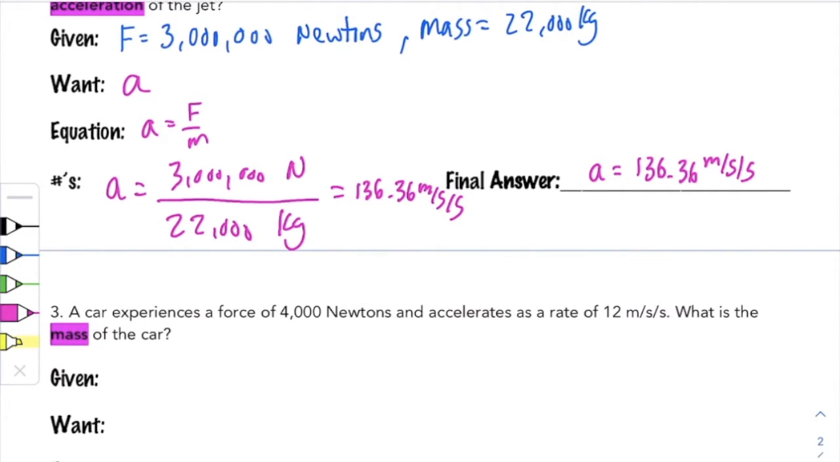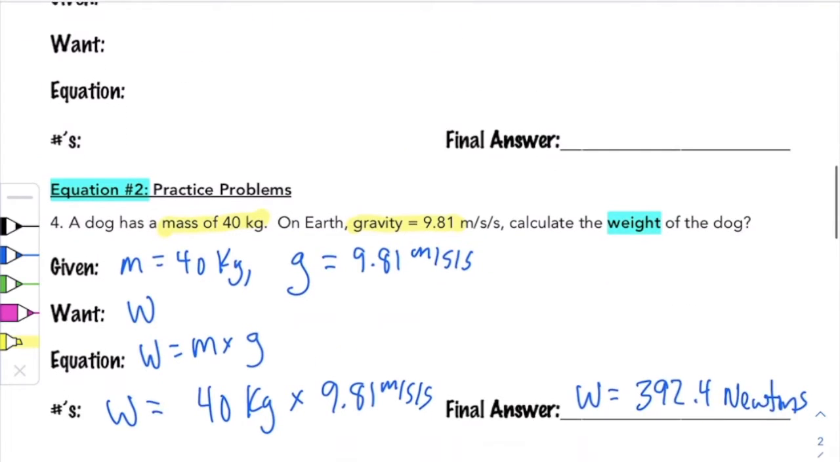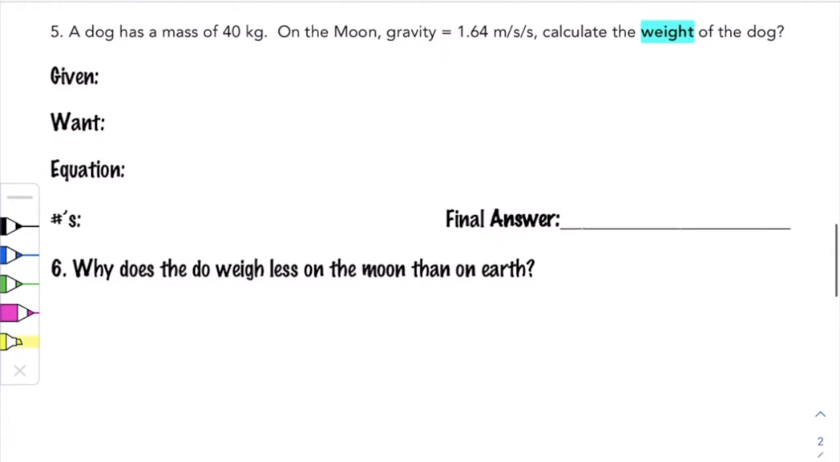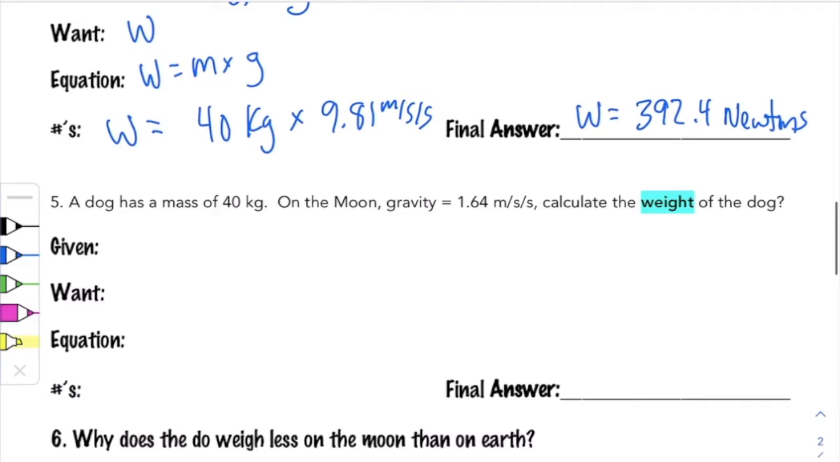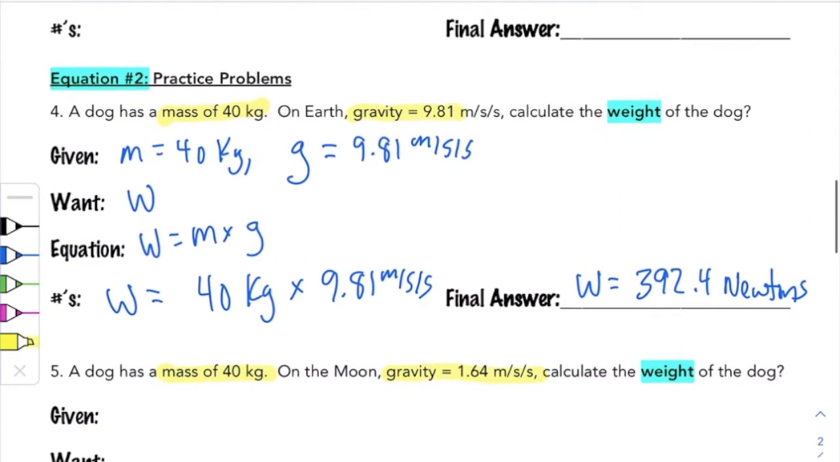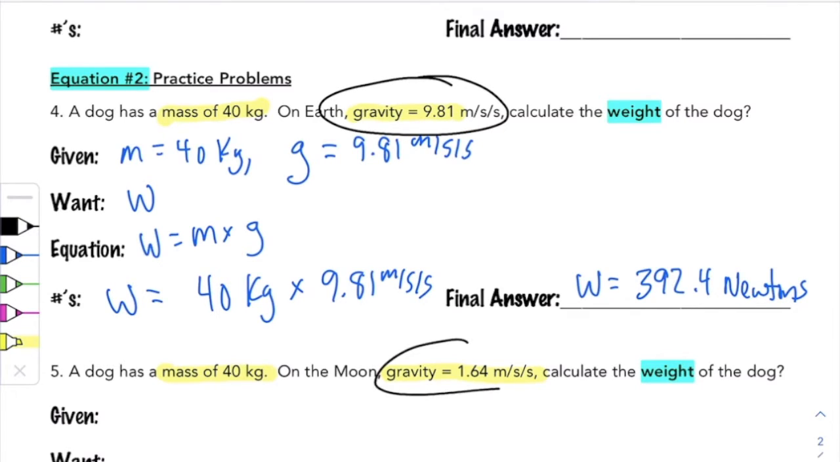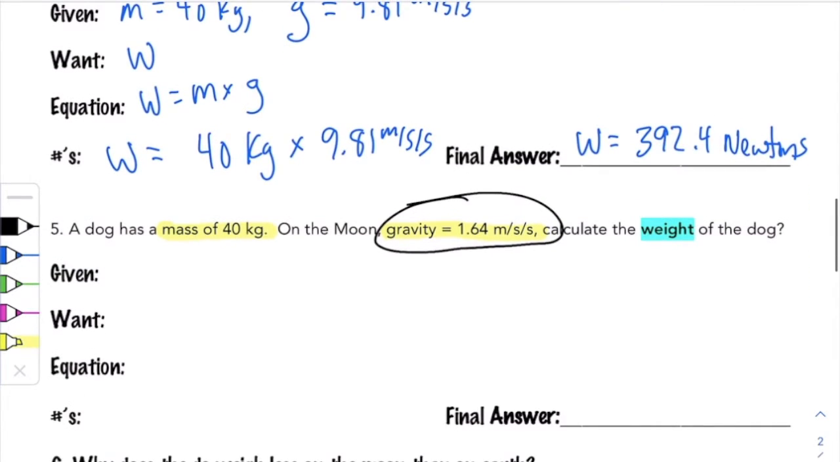All right, let's try another one. Let's go down. Let's try number 5 for our weight equation. A dog has a mass of 40 kilograms. On the moon, gravity is 1.64 meters per second per second. So notice last time, gravity on the Earth is 9.81, but on the moon it's actually 1/6 as strong. So now they want us to calculate the weight of the dog on the moon.